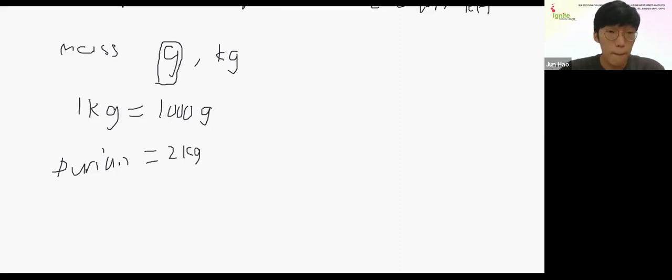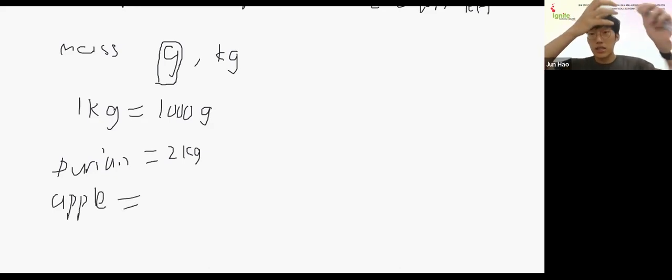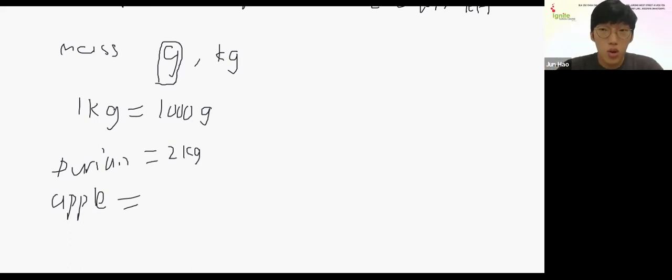Okay, while apple, compared to durian, is slightly smaller and easier to hold. You don't have to use so much energy for it. So we will usually say an apple has a mass of 100 grams. You can see there's a significant difference between apple and durian.